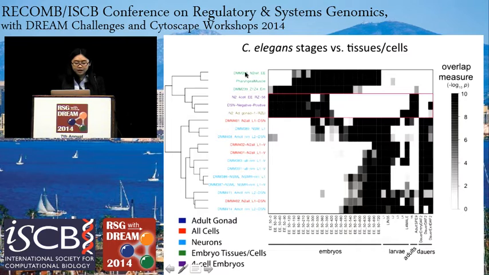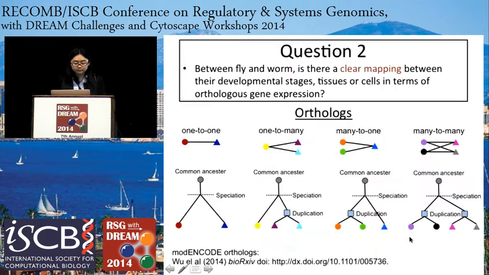And then we map the worm stages to worm tissues and cells. And what we found here is that the 4-cell embryos and the adult gonads are matching well with fly early embryonic stages and fly female adults. So we see that correspondence again.